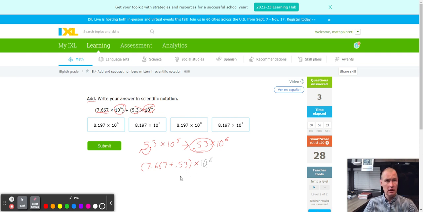All right. Like I said, I would recommend using a calculator because the numbers are getting a little bit crazy. I got 7.667 plus 0.53. And I'm going to get on this one 8.197 times 10 to the 6th power. And take a look where the answer is at. It looks like the first one is going to be the correct answer. That is a great choice there.